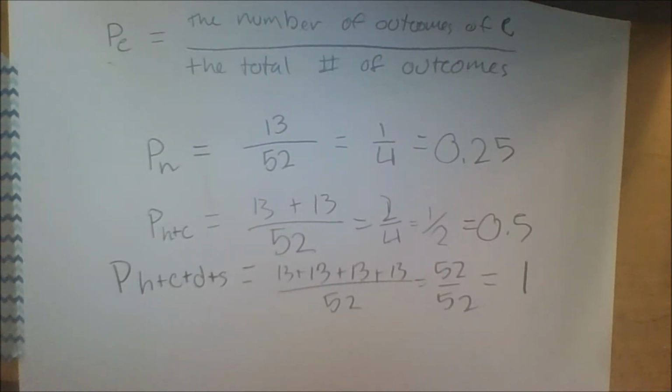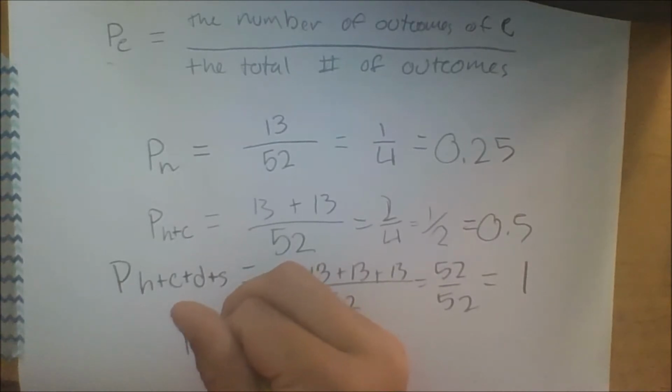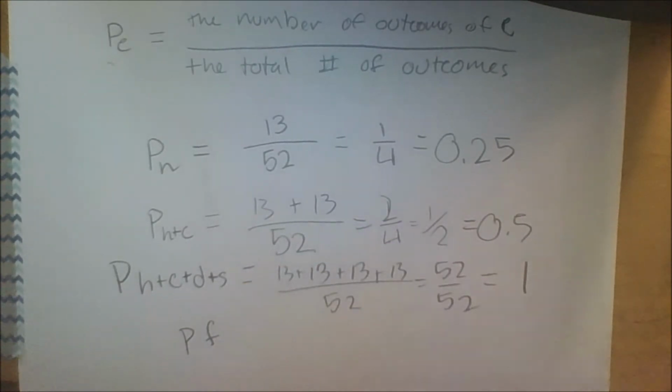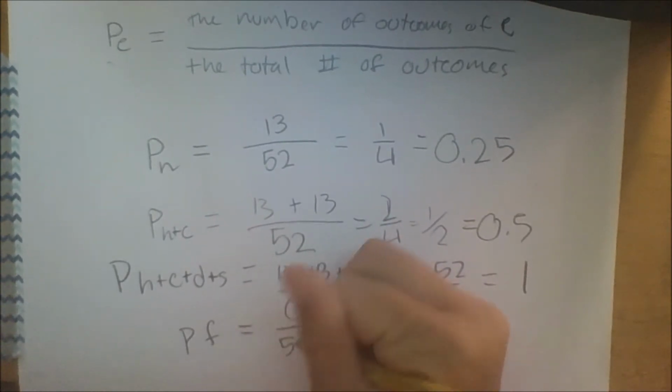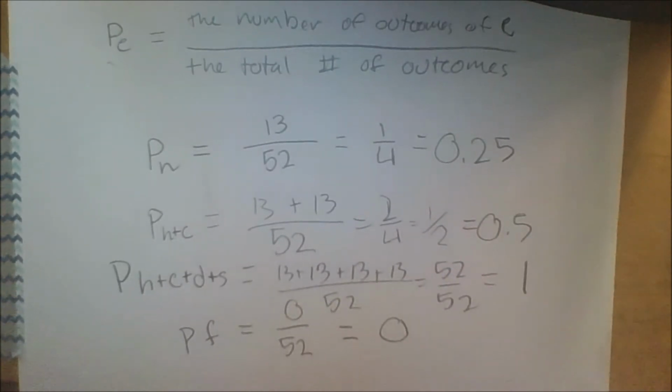But what if we wanted to pull a flower card out of a deck of cards? So P of F. So we know that there aren't any cards like that in the deck of cards, so we'll put 0 over 52. So the probability of that is 0. In this we can see that all probability is going to be in between 0 and 1. So all possibilities added together are going to equal 1.